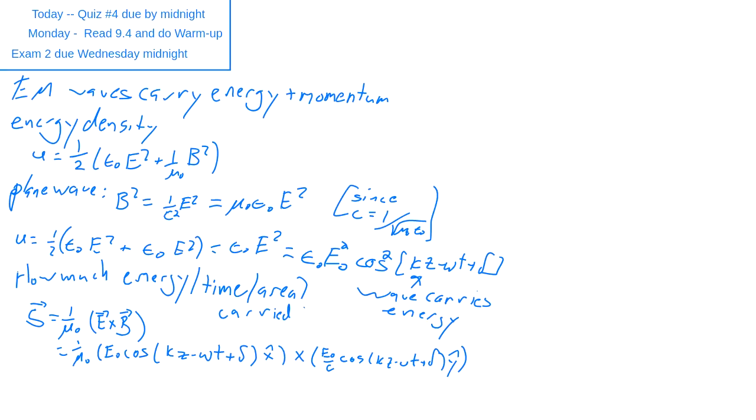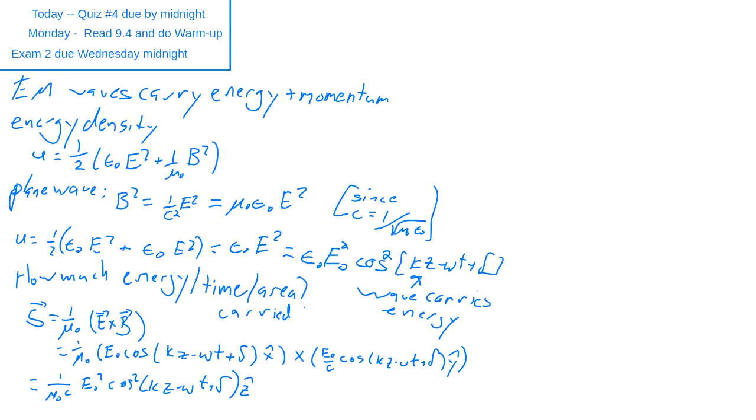Okay, so we've got that. And all right, so we've got E naught squared, we've got a c, 1 over c. So here, let's write this a couple of ways, right? We've got 1 over mu naught c and an E naught squared and cosine squared. And that's in the z hat direction.